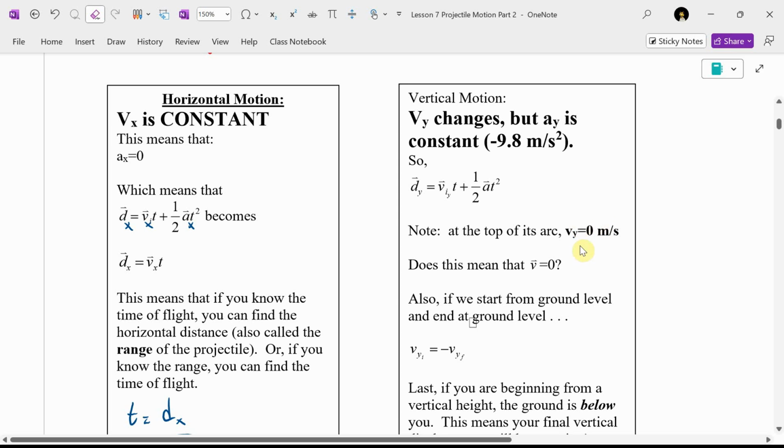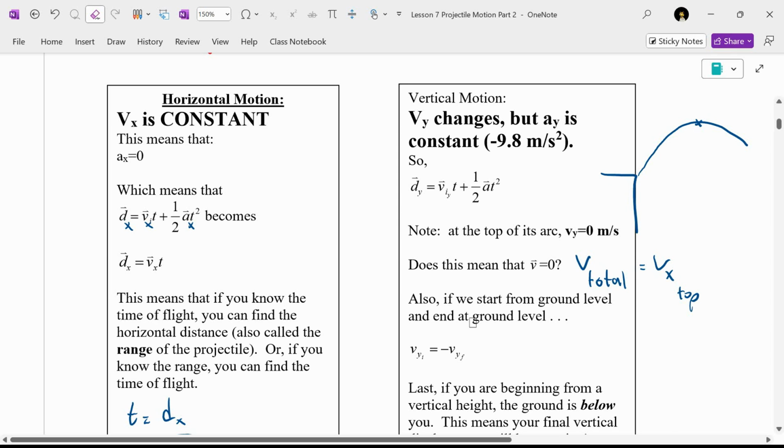Oh, at the top of its arc for a split second, Vy will be 0. Does this mean your overall velocity is 0? Don't write this down. If I launch from a cliff right there, Vy will be 0. Does this mean the overall velocity is 0? Why not? Yeah, it's still Vx. Really, what it means is V total just equals Vx at the top.